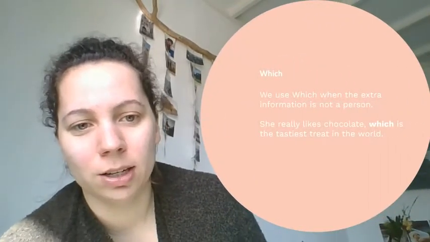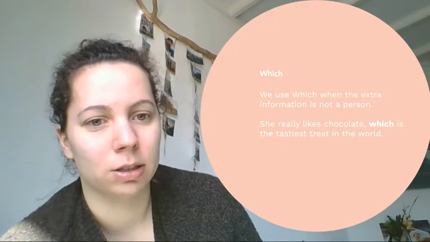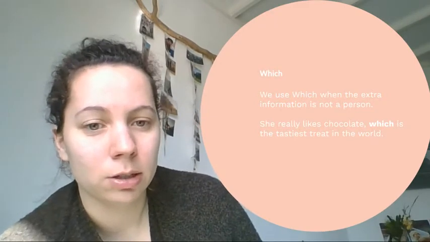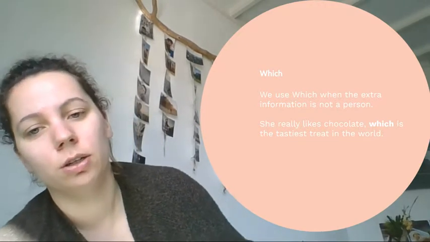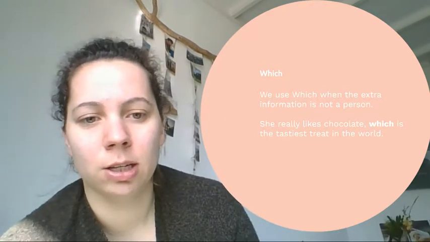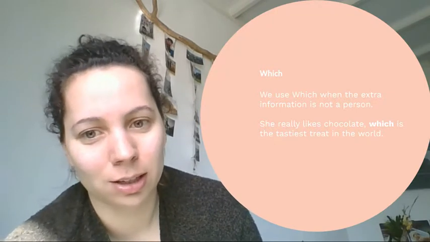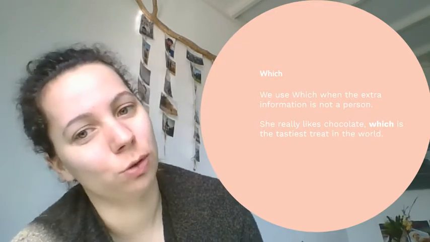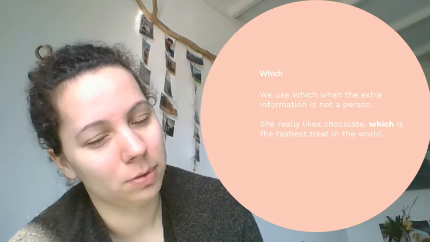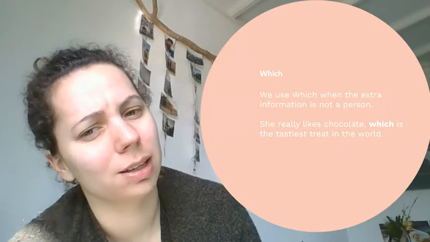So we use which when the extra information in the relative clause is not about a person. For instance, she really likes chocolate, which is the tastiest treat in the world. The information "is the tastiest treat in the world" is extra information about chocolate. And chocolate is not a person. So we use which at the start of our relative clause. This also means that you can never have who and which at the start of a relative clause, but we'll get back to that later. For now, let's carry on with that.